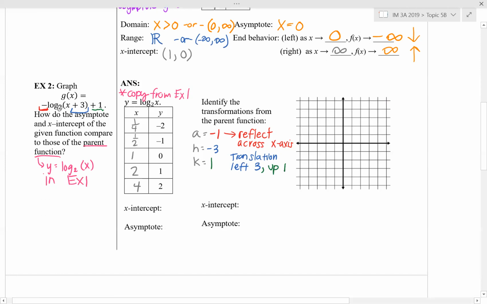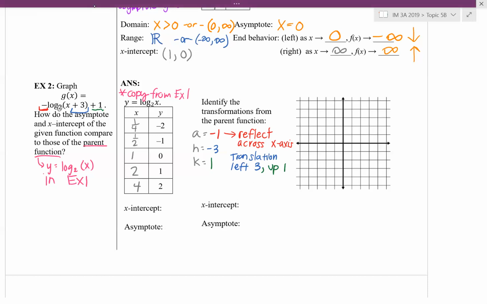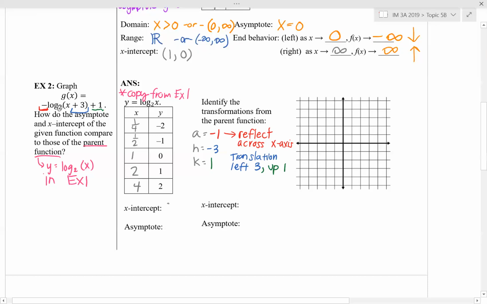So the graph g of x equals negative log base 2 of the quantity x plus 3 plus 1 is going to be the graph of the parent function reflected across the x-axis and then translated left 3 up 1. So in the original, we had an x-intercept at 1, 0, and an asymptote at x equals 0. So we're going to look at some relationships here for this problem.